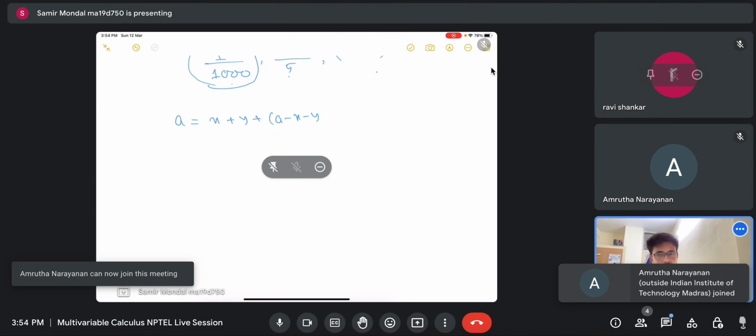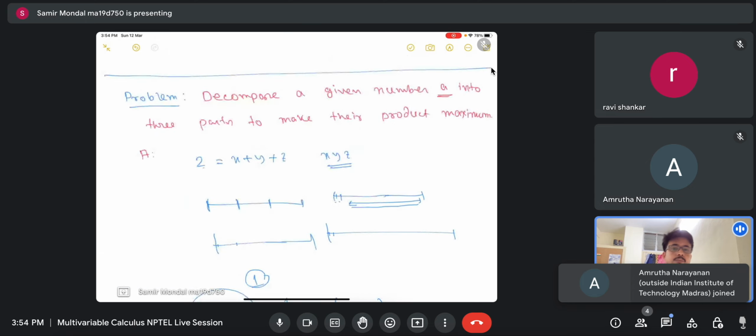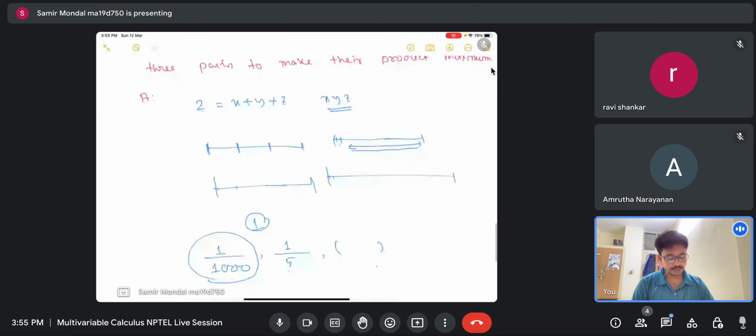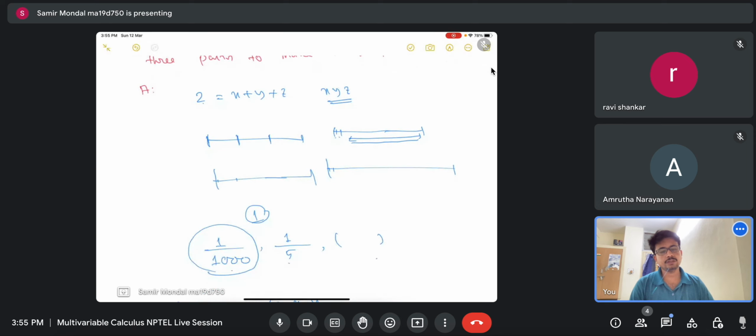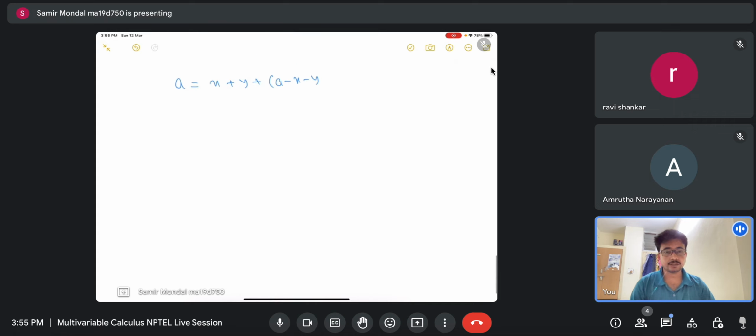Okay. So our question is, you have to decompose one number a into three parts, making sure that the product of those three parts is maximum. Our normal guess is that a should be divided into three equal parts. So how can we get this using our known results or known mathematical tools?